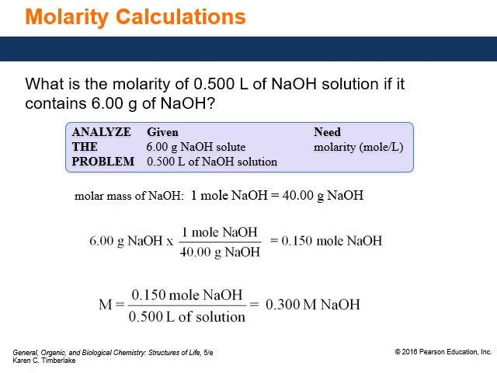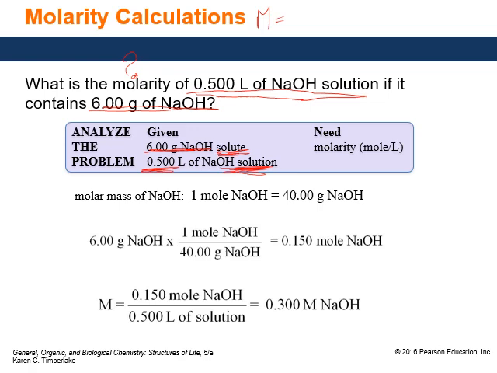Now let's see a question. Don't look at the answer yet. Let's try to solve this question by ourselves. The question is, what is the molarity of 0.500 liters of NaOH solution if it contains 6 grams of NaOH? The question is asking what is molarity, meaning it is asking me to calculate concentration. And what has the question given me? It has given me 6 grams of NaOH, which is our solute, and 0.500 liters of solution. So it is giving me grams of solute and liters of solution.